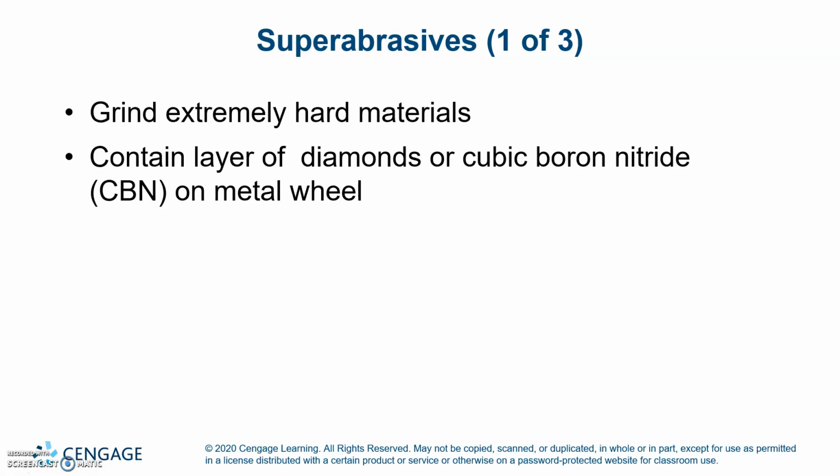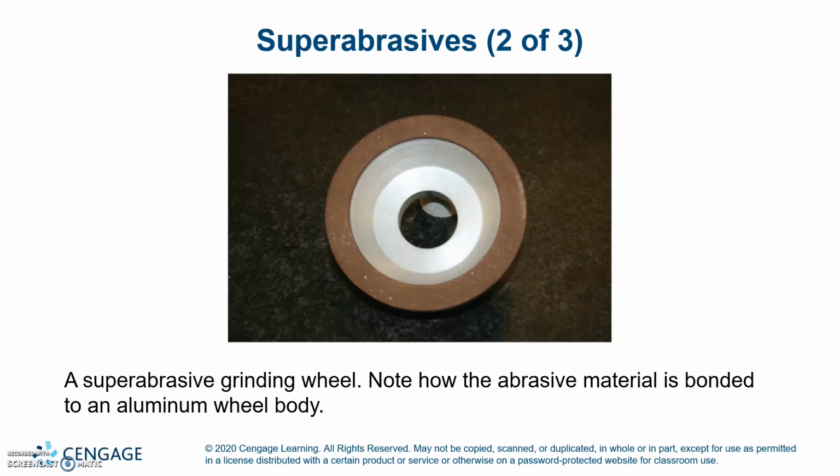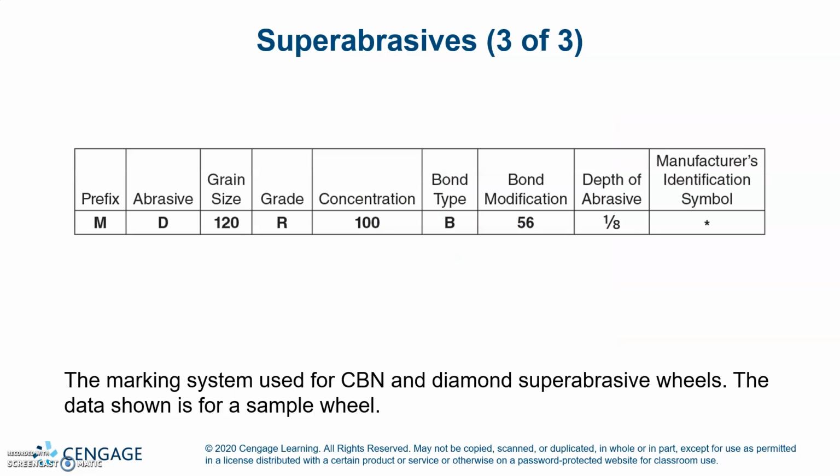Super abrasives grind extremely hard materials. They contain a layer of diamonds or cubic boron nitride (CBN) on a metal wheel. It looks like that, a super abrasive grinding wheel. Note how the abrasive material is bonded to an aluminum wheel body. That's to reduce cost.